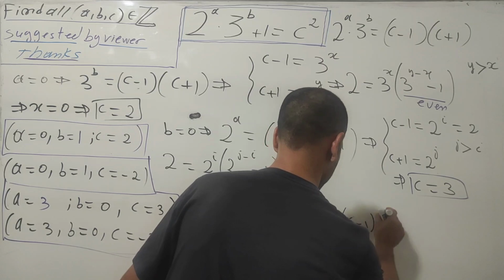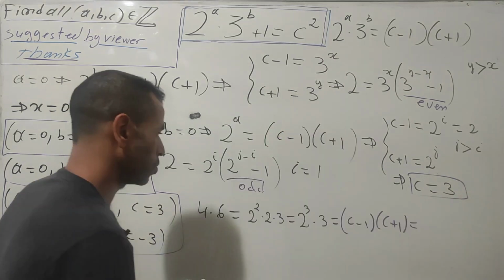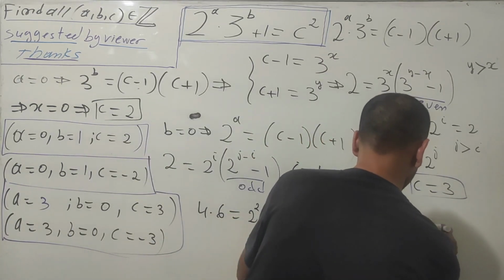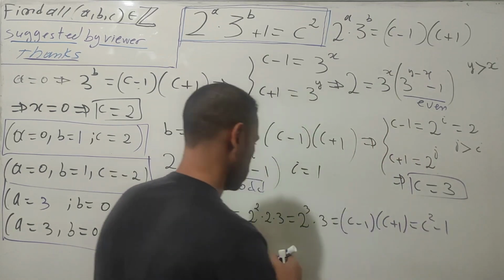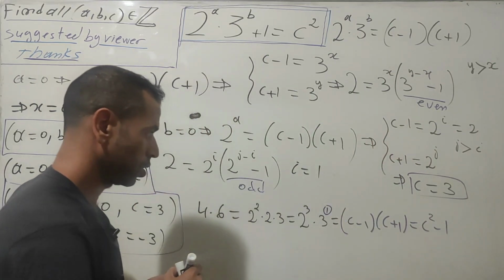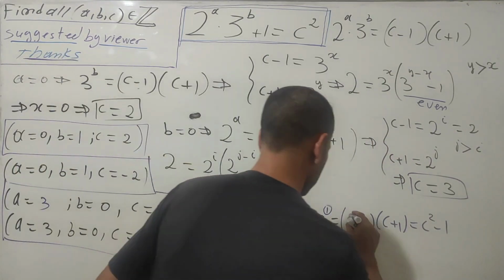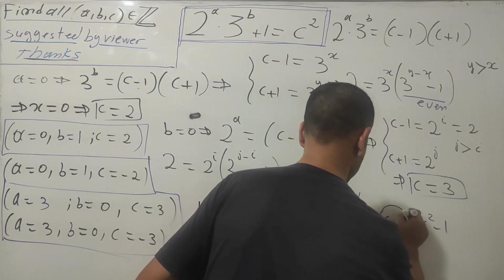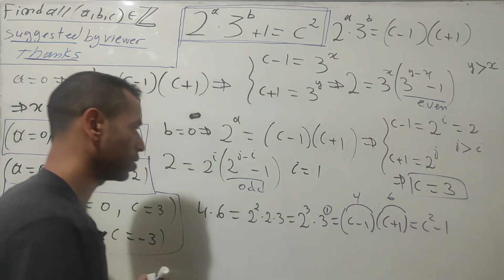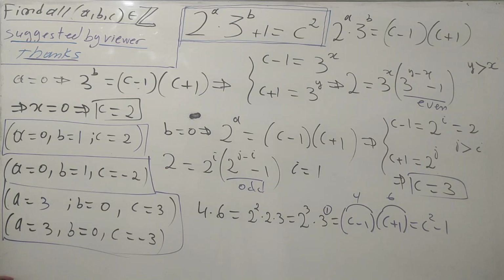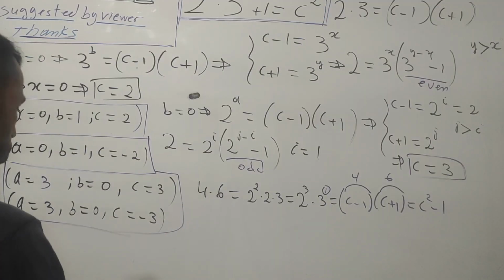(c minus 1)(c plus 1), which equals c squared minus 1. So I get number 1 here. c minus 1 is going to be replaced with 4. c plus 1 is going to be replaced with 6. So I'm going to create another solution here.